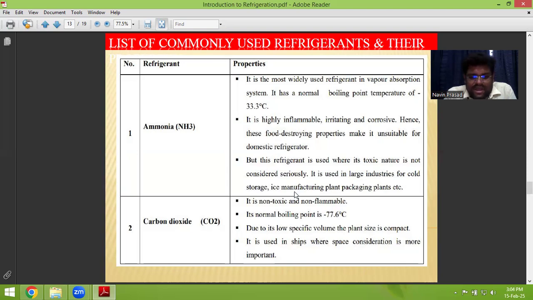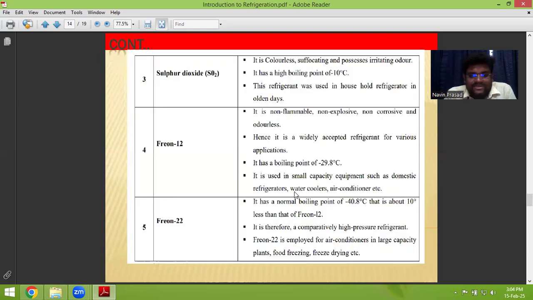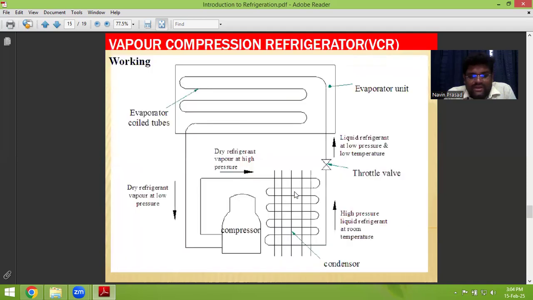Next is carbon dioxide. It is non-toxic and non-flammable. Normal boiling point is minus 77.6 degrees Celsius. It also has low specific volume. The plant size is compact, and it is used in ships where space consideration is more important. Next are sulfur dioxide, R12, R22, and so on.